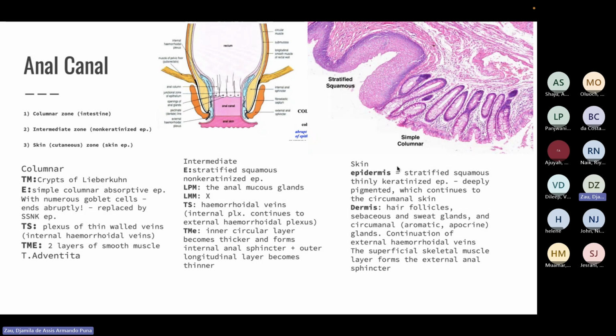Then in the area of the skin, you will see the epidermis and the dermis. As you guys know, stratified squamous thinly keratinized epithelium. You're going to see a lot of skin appendages like hair follicles, sebaceous and sweat glands. You will see continuation of the external hemorrhoidal veins, and you're going to see some layers of the external anal sphincter. This is not mandatory. I remember in my year, it really depended on the slide that the student gets. Some students had slides where they could see the sphincters, some students didn't. But again, columnar, intermediate, and the skin part.